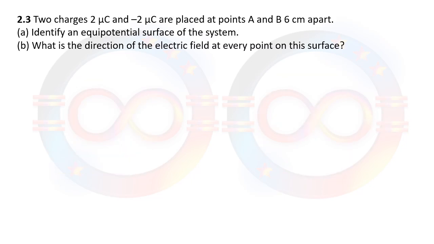Now question number 2.3 is saying two charges 2 microcoulomb and minus 2 microcoulomb are placed at points A and B 6 centimeter apart. If you see the question, they are appearing as the virtual dipole. The one is plus 2, another one is minus 2, and distance is 6 centimeter. Question is identify an equipotential surface of the system. Now what is equipotential surface?